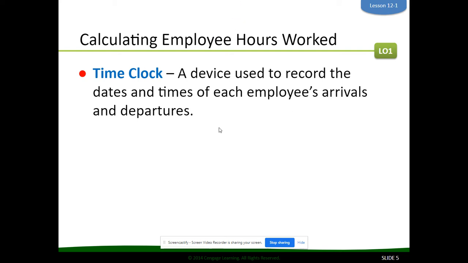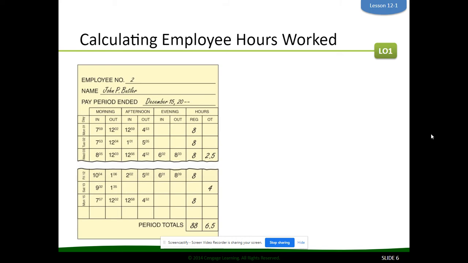But if you're in charge of payroll, you have to be able to access this information in order to calculate how much you're going to pay an employee. So when doing that, here's an example of a time card. This can be a physical card or an electronic printout. And what you're going to do is calculate the roundabout hour.